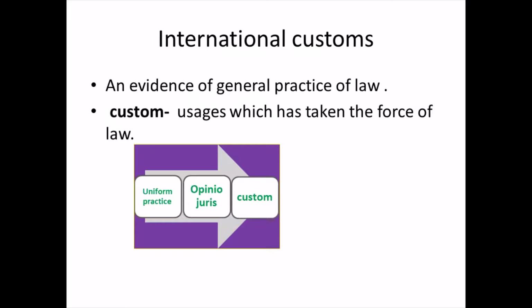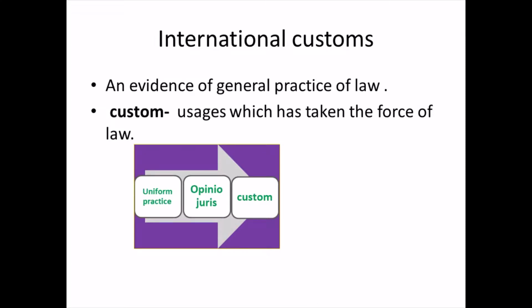So basically, how do customs evolve? First, it is a usage or a practice followed by a community or a state. For example, when we talk about international law, we will be discussing a state. A country practices certain customs. These are the general customs that you see all over the world. These customs are a uniform practice.